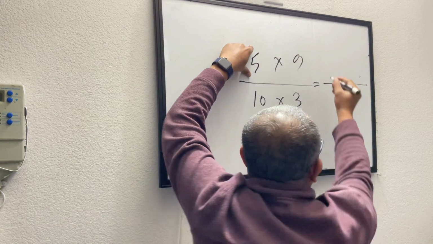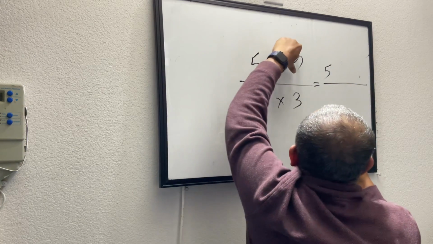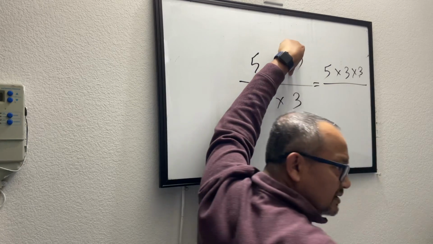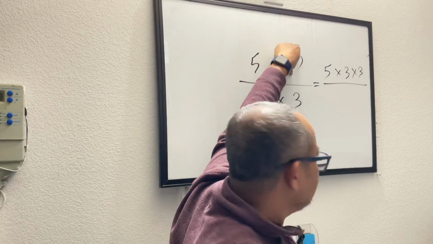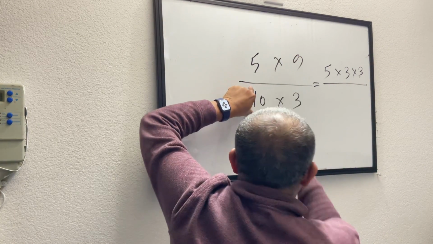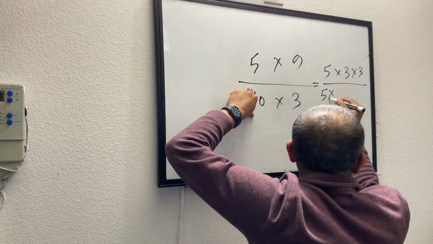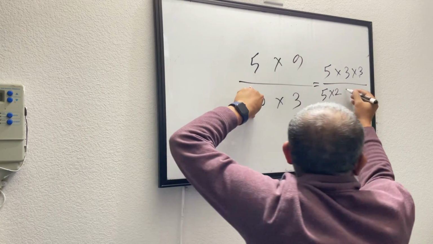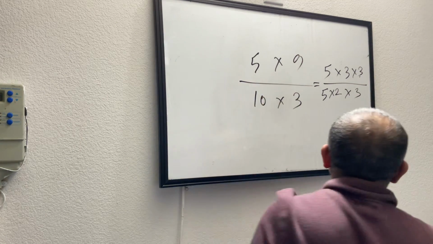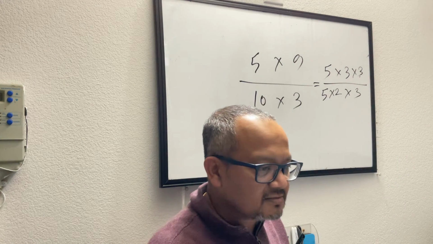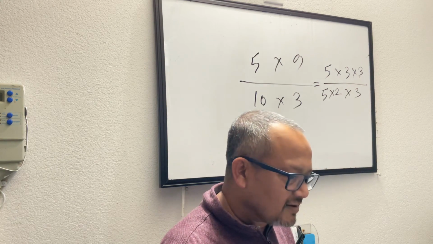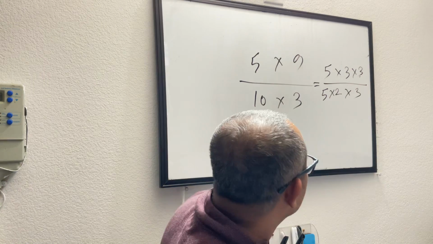Let's see. I'll keep 5 as 5. 9 I can write as what? 3 into 3. Is that okay? Now I have a 10 here. I can write 10 as 5 into 2. Is that okay? 3 is a prime number anyway, which I cannot break. I'll write 3 as 3. Nothing can equal 3 when you divide or multiply.